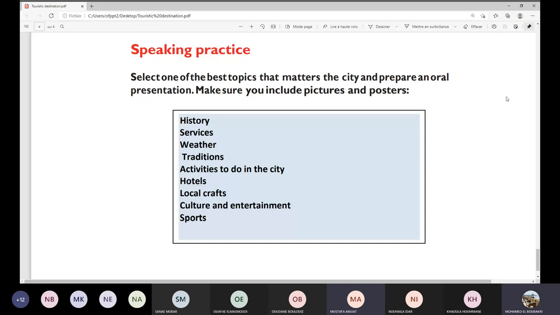Culture and entertainment. Essaouira has many sports and entertainments that can be enjoyed. One of them is the Gnawa festival, that happens once a year, and is organized in summer. And sports, because Essaouira has surfing and basketball and football. So, thank you.